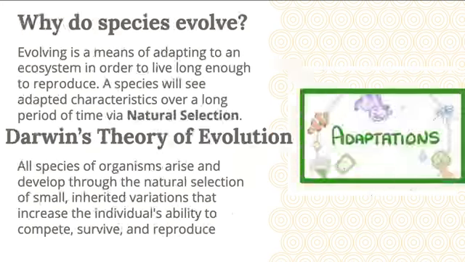So why do species evolve? Evolving is a means of adapting to an ecosystem in order to live long enough to reproduce. A species will see adapted characteristics over a long period of time via natural selection. So natural selection is Darwin's theory of evolution. That is, all species of organisms arise and develop through the natural selection of small inherited variations that increase the individual's ability to compete, survive, and reproduce.